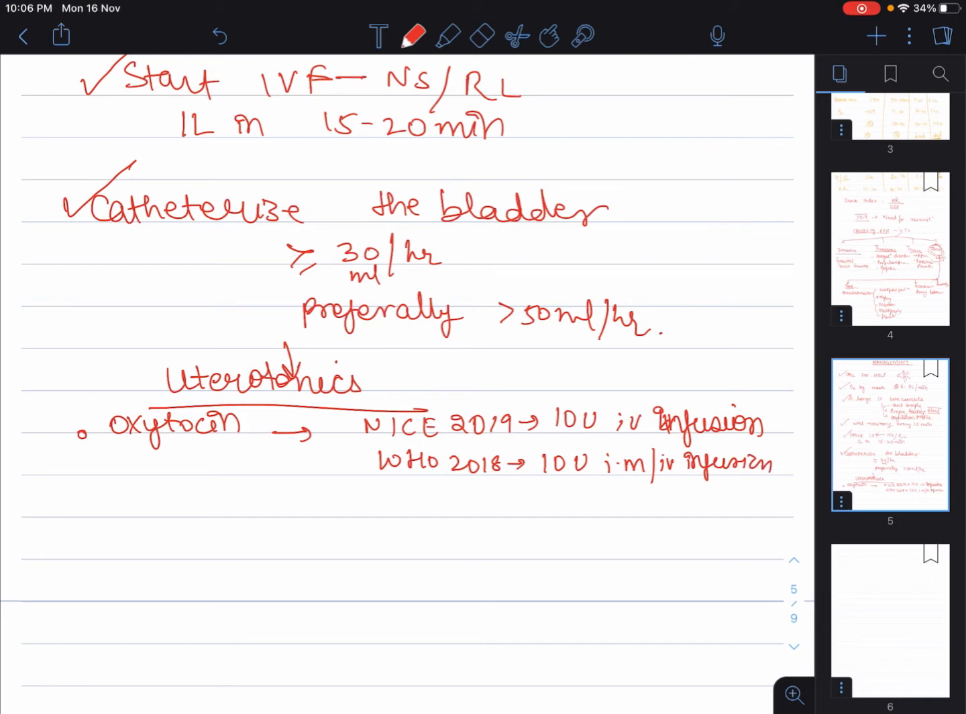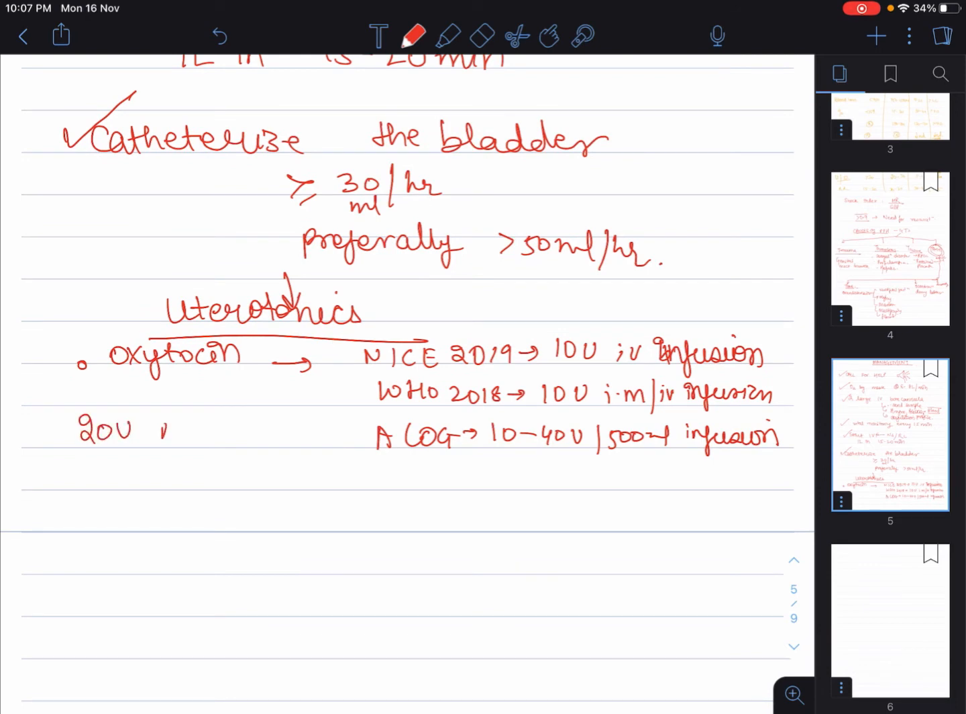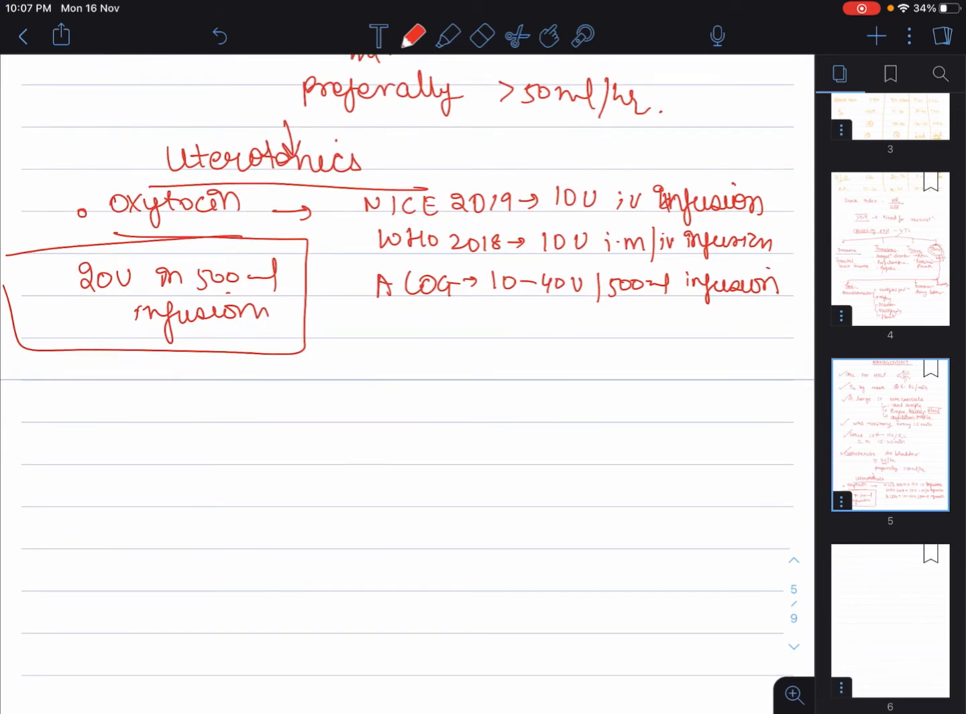And according to ACOG, you give around 10 to 40 units per 500 ml infusion. So what we mostly give in an Indian setting is 20 units in 500 ml infusion, right? So this is what you'll be giving. Okay, supposing oxytocin you have given, the action should be within minutes, and if it's not showing an action, you will not wait and just watch. You will give the next uterotonic, that is the methergine.